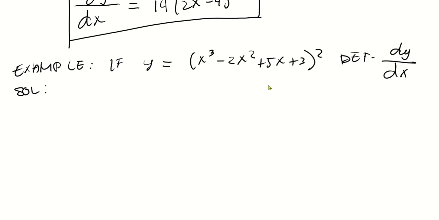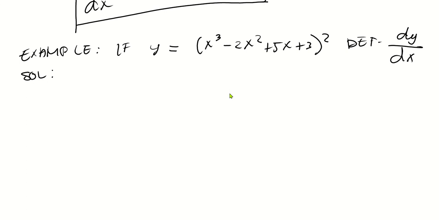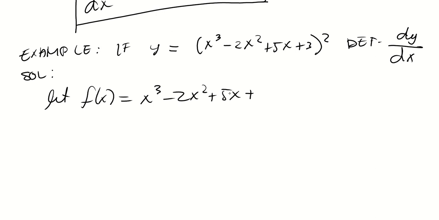So again, it's not practical to simplify this further by expanding this function. It's hard to expand this one because it's not just a binomial, but it's a polynomial. So we use the chain rule or the general power rule directly. So again, we let f of x be equal to x cubed minus 2x squared plus 5x plus 3. Then we need to determine the derivative of f of x with respect to x.